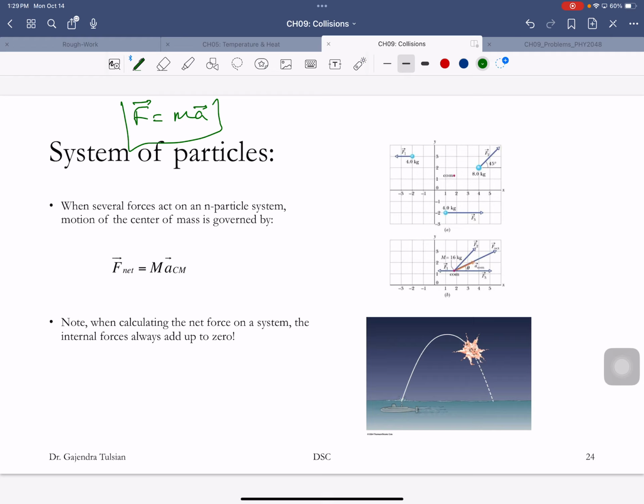And it turns out, so here are three particles. Here's force 1 acting on this guy, force 2 acting on this guy, force 3 acting on this guy. There's the center of mass of the system. And this applies, again, when the mass is not changing, to a single particle as well as to a system of particles. The sum of these forces is the net force, and the center of mass will accelerate in that direction. So the net force on the system is the total mass times the acceleration of the center of mass.